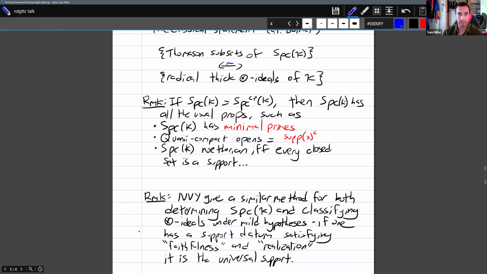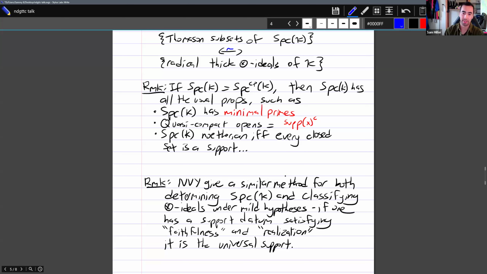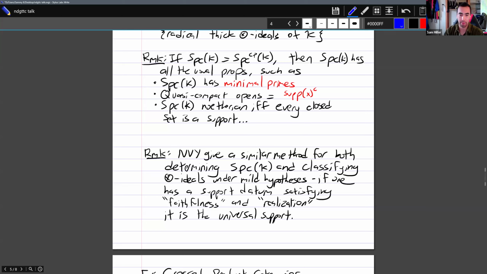And so this classification is a partial converse, so it's just an alternate method for determining Spec of K and classifying tensor ideals. In their situation, they work under mild hypotheses. For instance, you have that Spec K is the compact part of some bigger compactly generated category. And so what happens here is if one has a support datum that satisfies these faithfulness and realization properties, then it necessarily must be the universal support.